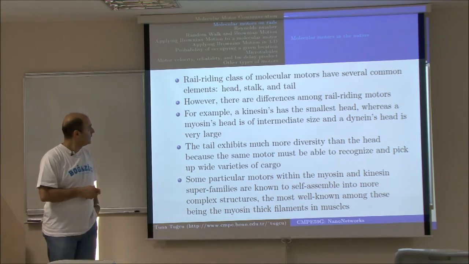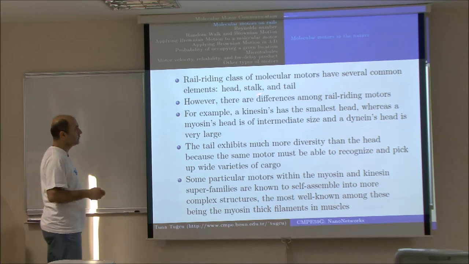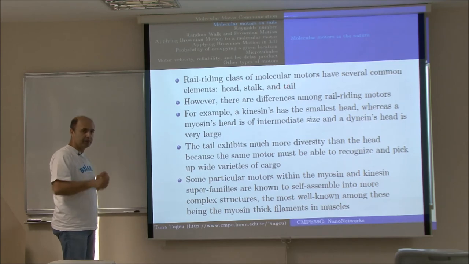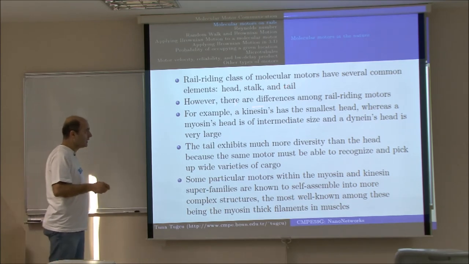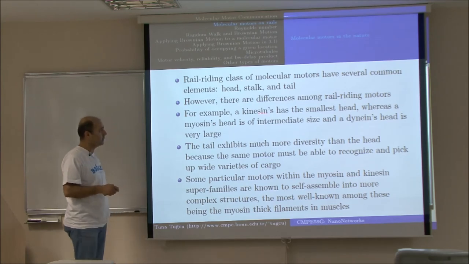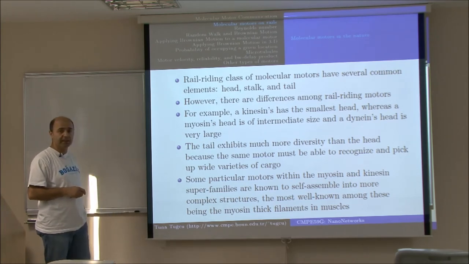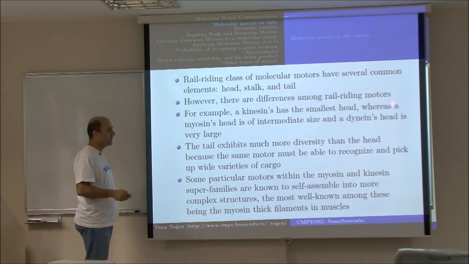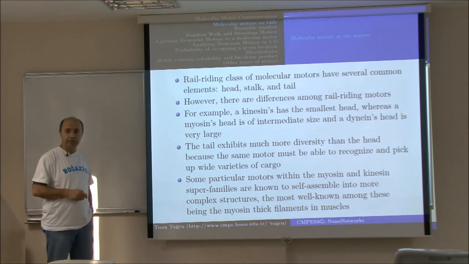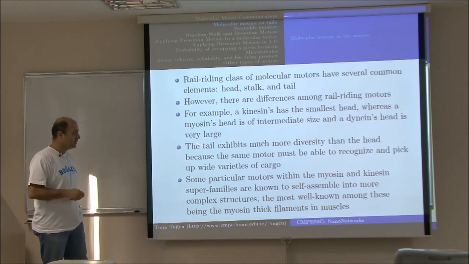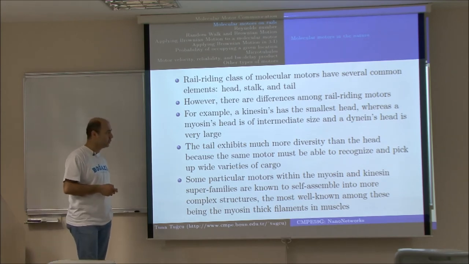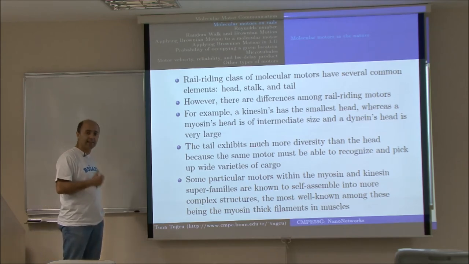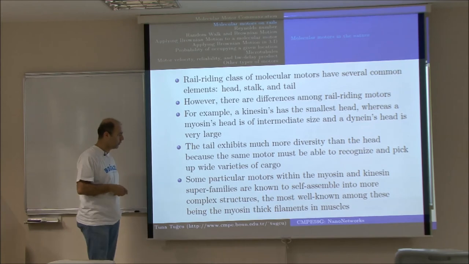So this rail riding class of molecular motors, as we have seen, have several common elements like the head, the tail, and in between the stalk. But there are differences among rail riding motors. For example, the kinesins have the smallest head, whereas a myosin's head is of intermediate size, and for the case of dynein, the head is very large. The tail has even more diversity according to the load, because, as we said, the same motor must be able to recognize and load different kinds of cargo.